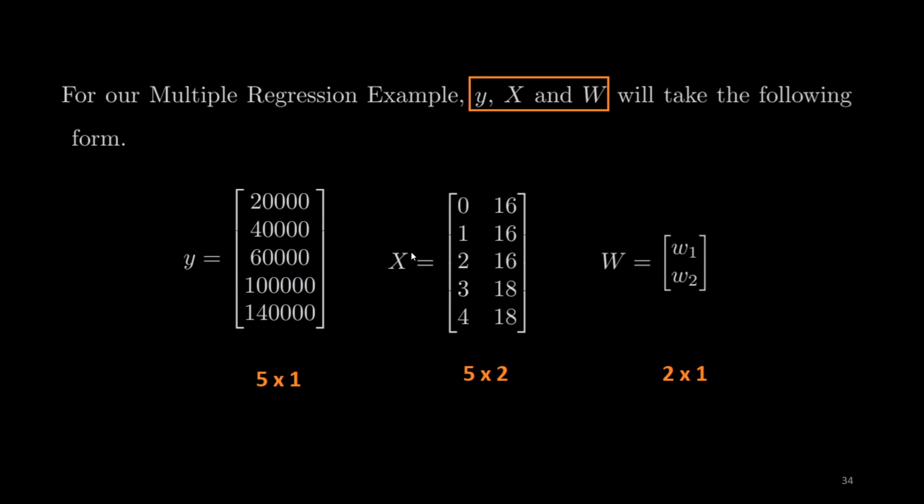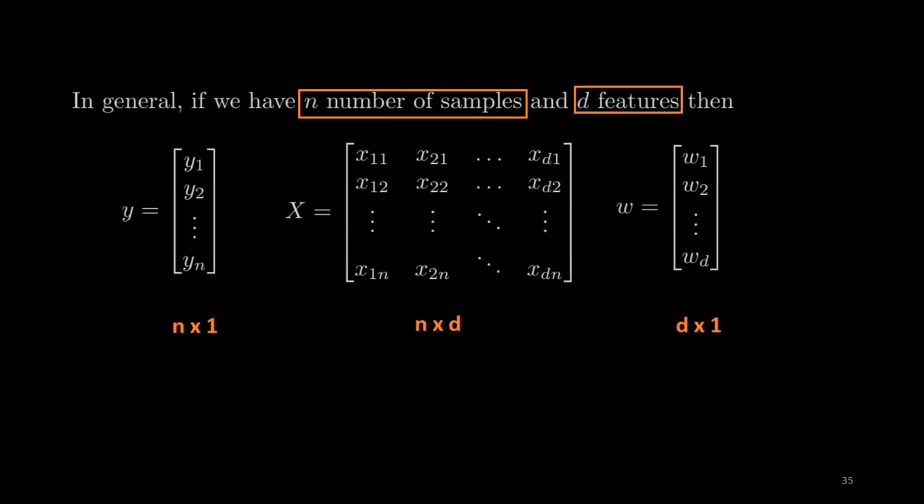Now this is Y, X, and W, 3 matrices for a small data set having only 5 samples. Let's transform this into a general equation. Suppose rather than 5, we have n number of samples and we have D features. In that case, this is the size or the dimension of Y, X, and W. Now Y will be n by 1. Previously, it was 5 by 1 because we had 5 samples. Now we have n samples, so the size of Y is n by 1.